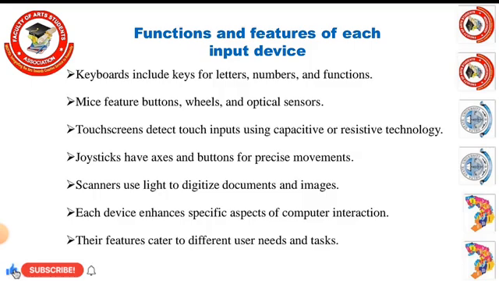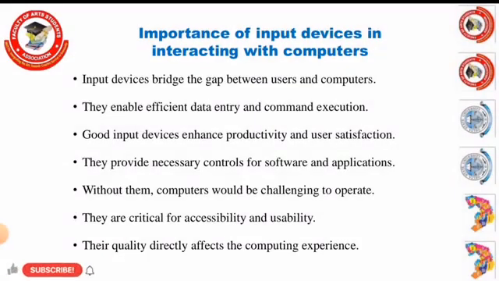For the touch screens, they detect inputs using capacitive technology. And what the touchscreen does, it just senses your touch. For joysticks, we have axes and buttons for precise movements. Then for scanners, we use light to digitize documents. When you put your documents in the scanner, it's going to go through. You see the light ray that passes, and then it scans the document. Now, these features cater for the various needs of users. We've seen the functions and the features of basic input devices.